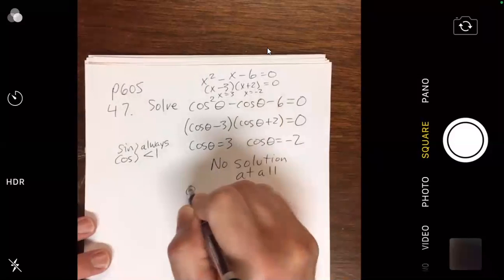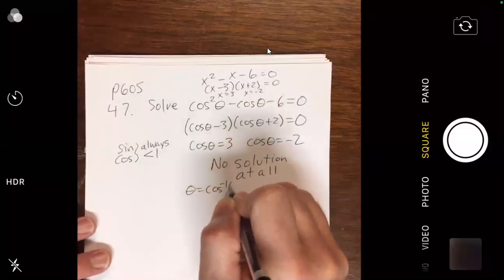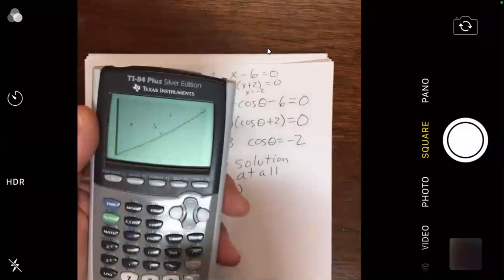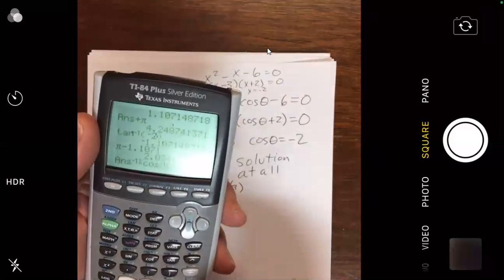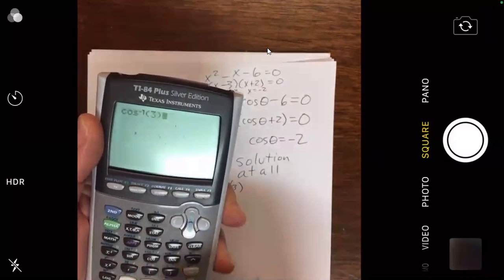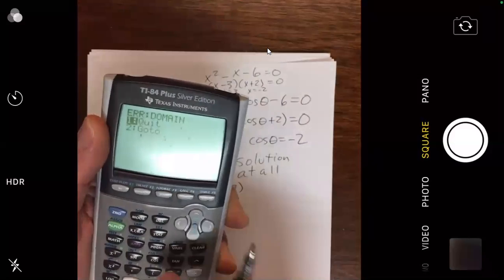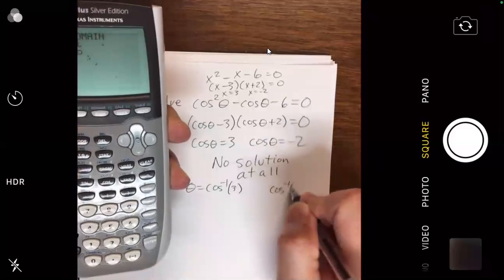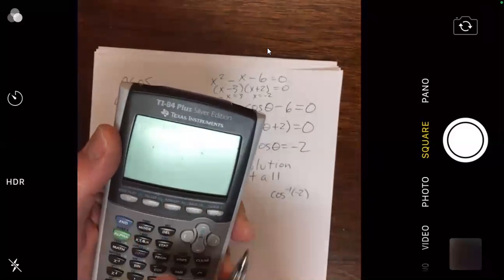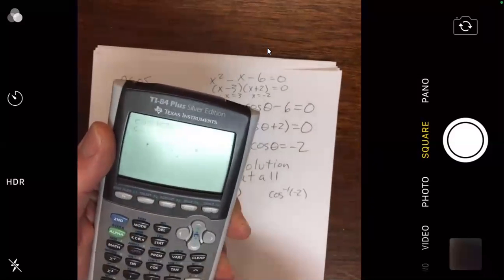You can see if you go theta is arc cosine of 3. Just even punching it makes the math gods mad. Oh, okay, so arc cosine of 3, error. On the other one, you'd have arc cosine of negative 2. I don't know why they give you one with no solution. Negative 2, nothing.